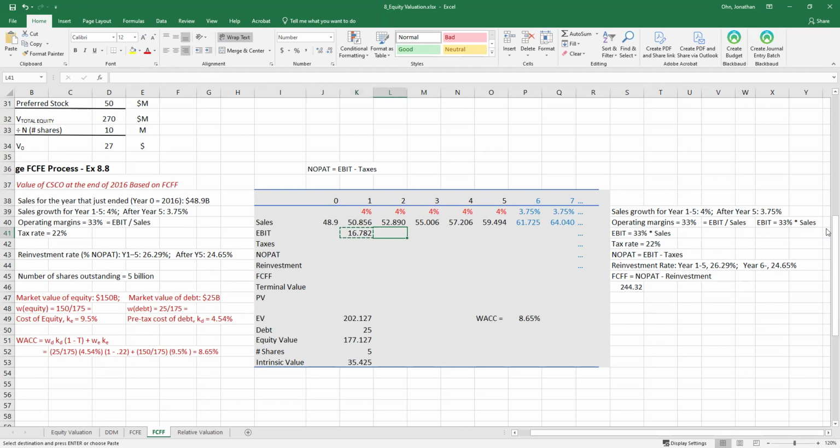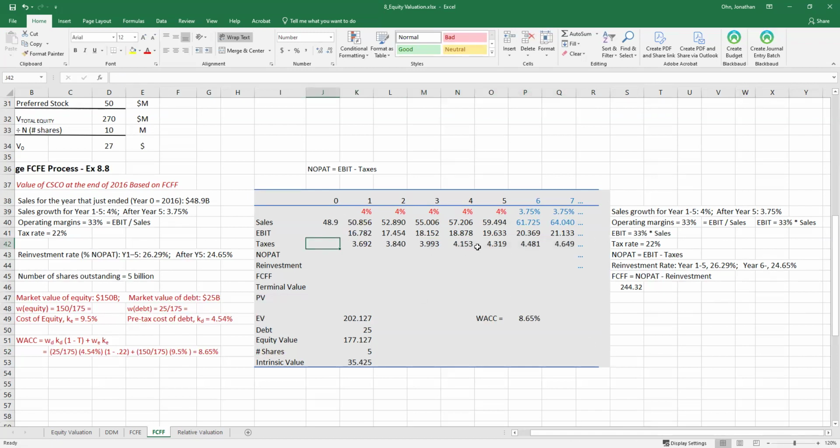Let's copy and paste for all years. That is your EBIT, earnings before interest and taxes. You remember that? EBIT divided by sales is, by definition, the operating margin. Now taxes are 22%, so 22% of this EBIT is the taxes, $3.672 billion. And that is the taxes for each year.